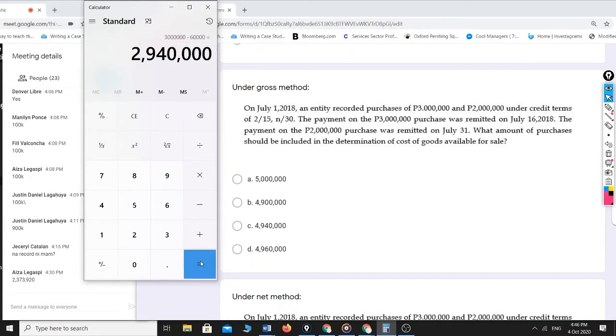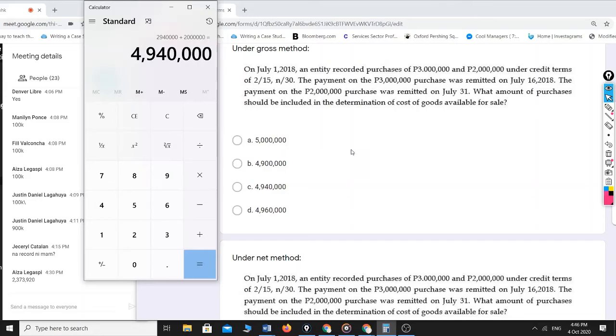Okay. Next is the 2 million na purchase. Since wala man siya ka-avail, so that is still 2 million. No related purchase discount. Okay. So our answer for the gross method is 4,940,000. So that is our answer for this item.